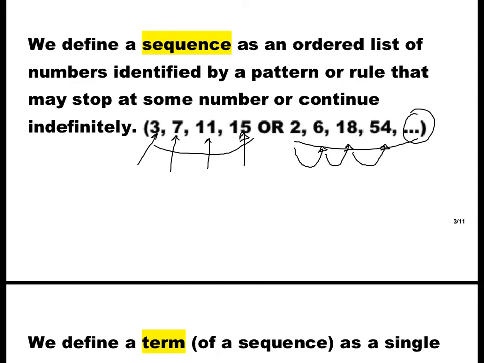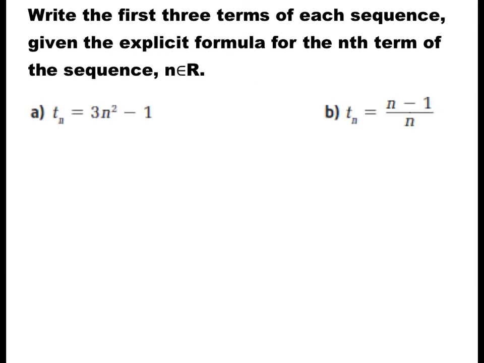Now if you look at these two sequences here and here, again every element in the sequence is called a term. And if you can somehow find a formula to write every term based on the term number, then that formula we call an explicit formula. Again, for example, write the first 3 terms of each sequence.